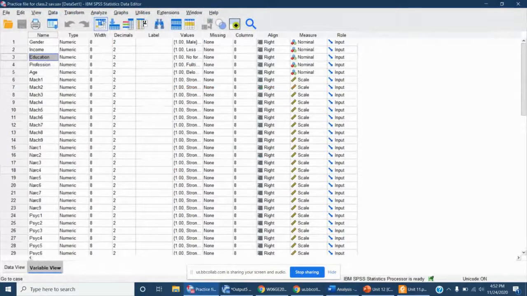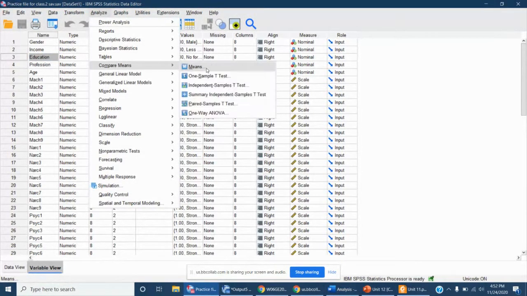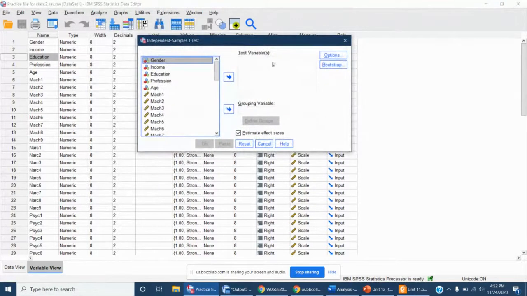How to conduct these tests? We will go to the Analyze button. From Analyze, we will choose Compare Means, and from Compare Means, we will choose the third option, which is Independent Samples T-Test. We will click it, and this interface will open up. The grouping variable here refers to your IV, which has two response categories, and the test variable refers to your DV, where you will measure male and female regarding their perception. So the grouping variable is your IV, which has two response categories.